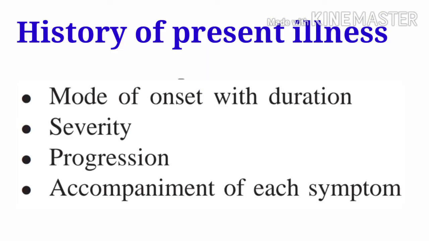Now, history of present illness. The patient should be encouraged to narrate their complaint in detail and the examiner should be a patient listener. While taking history, the examiner should try to make note of the following points about each complaint: mode of onset with duration, severity, progression, accompaniment of each symptom.